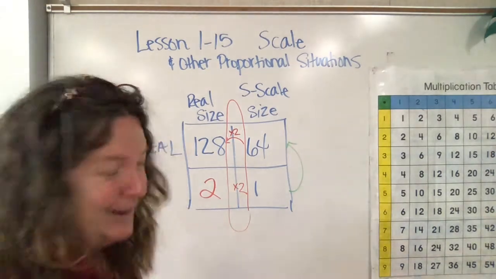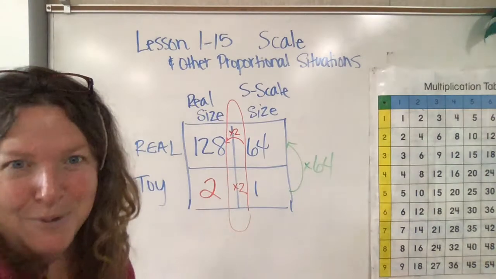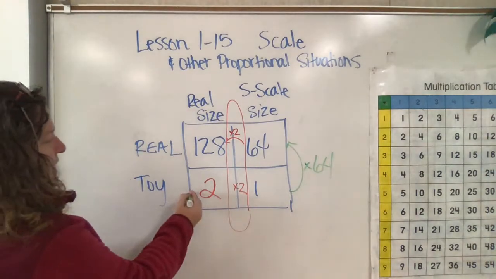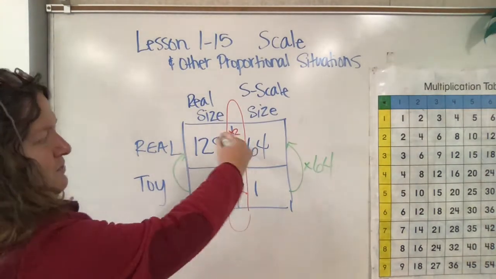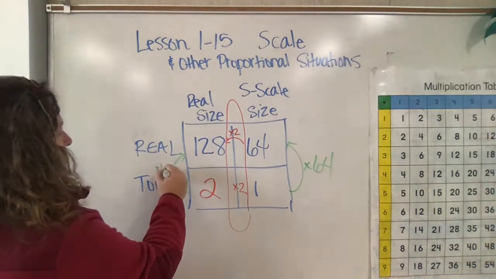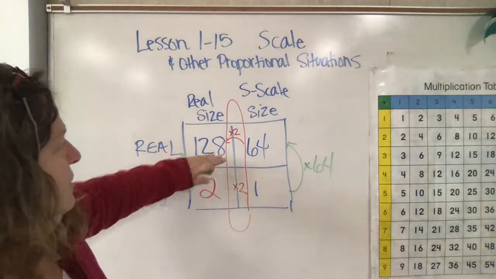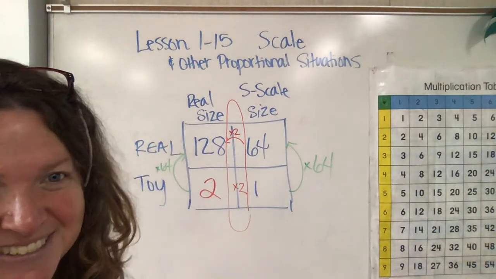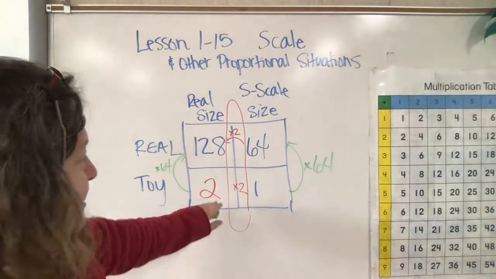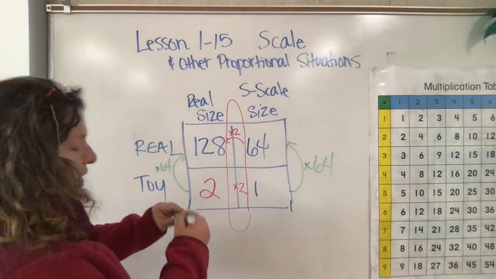Well, it's a 1, right? So it has to be times 64. And then we would have said this side. If we go there with times 64, we've got to do the same thing over here. Some number times 64 gets us to 128. We know the answer is 2 because it's double. But if you didn't, you could go the other way.